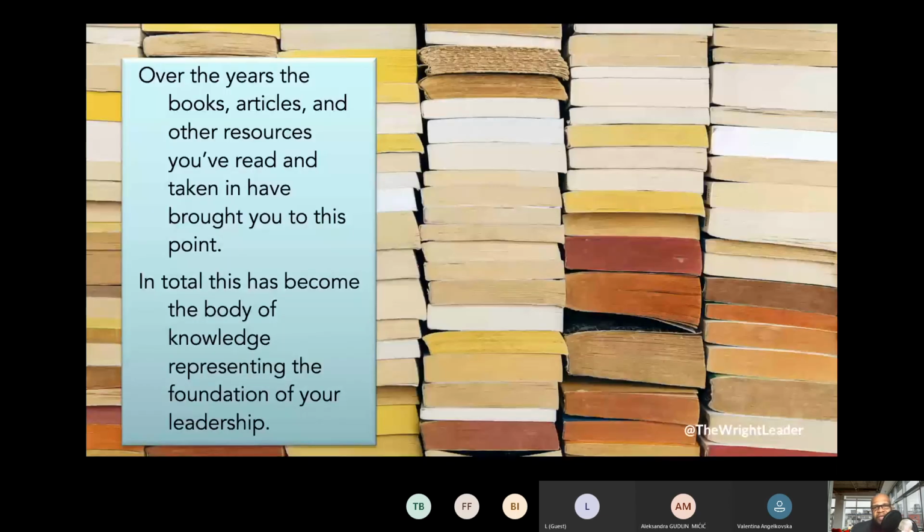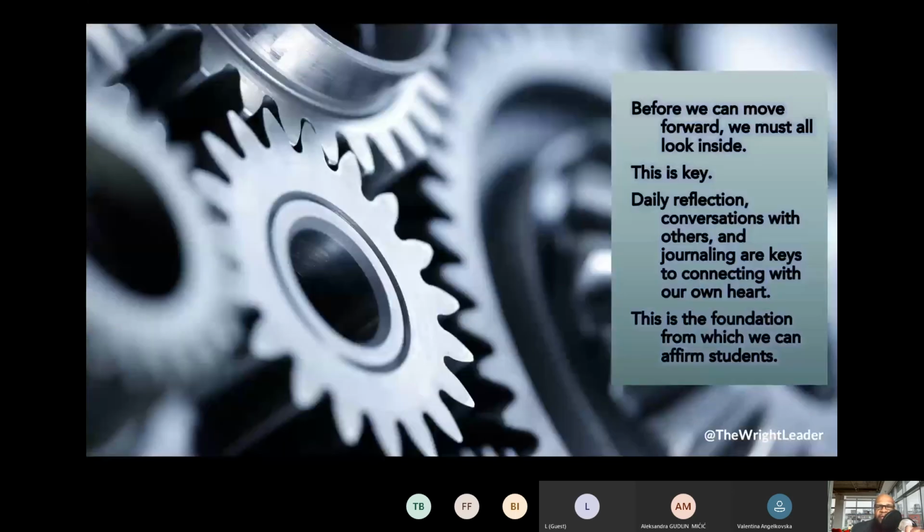Over the years, all of the articles you have read, the books you have read, all of the professional development that you've gone to, all of those things have brought you to this point. Just want you to think about that. Before we can move forward, we must take a look inside. We talked about this a few minutes ago. Daily reflection, it's key. If you're someone that journals about your experiences, that's a great thing to do.